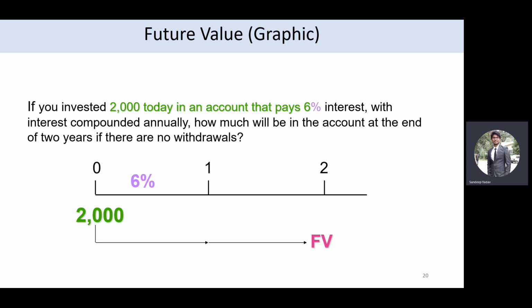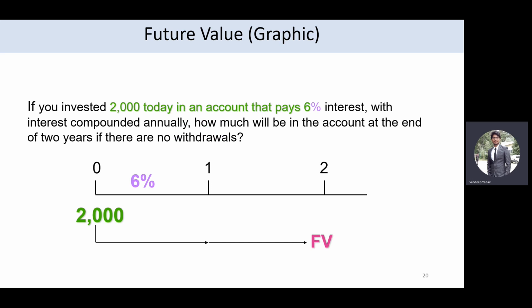Suppose you have invested 2,000 today in an account that pays you 6% interest, compounded annually. How much will be in your account at the end of 2 years, if there is no withdrawal in between? So at time zero, that is today, you have 2,000 rupees. After 1 year, you will have a 6% increase on this 2,000, and for year 2 you can calculate the final amount from the formula.